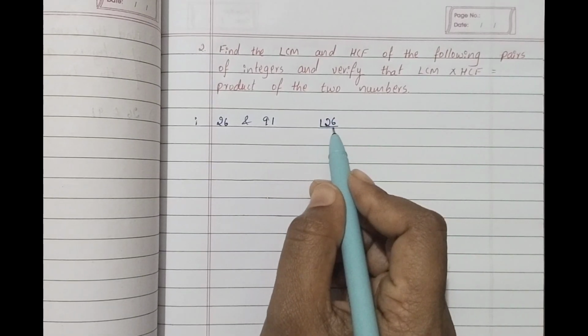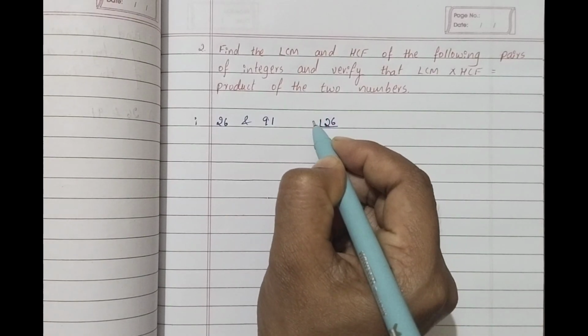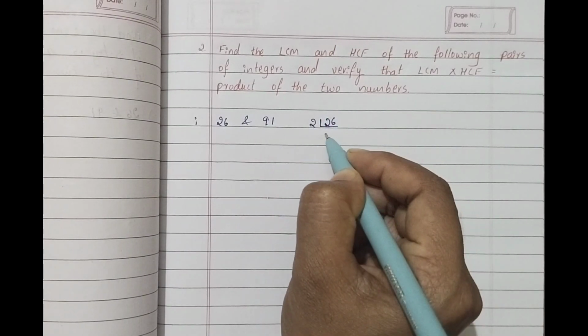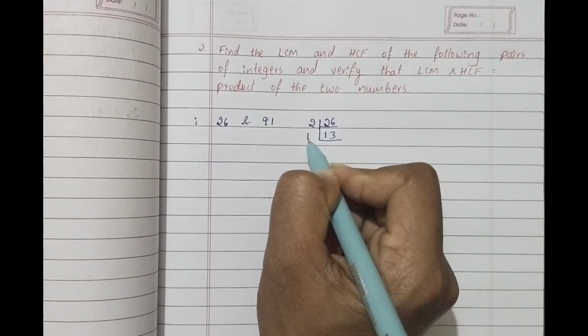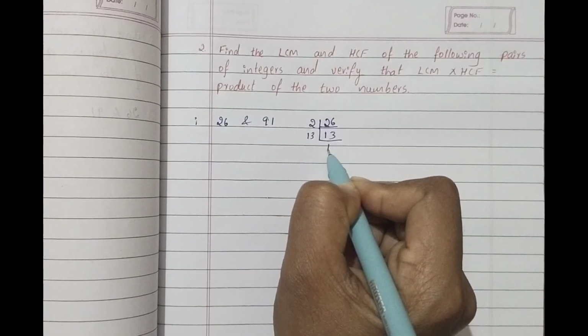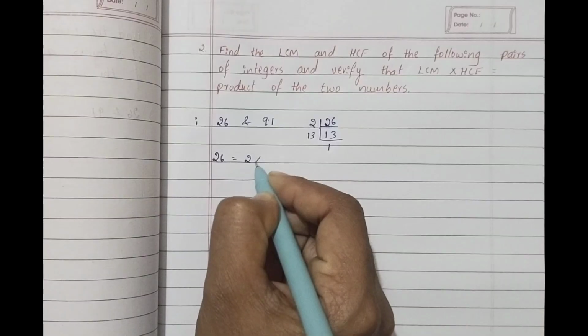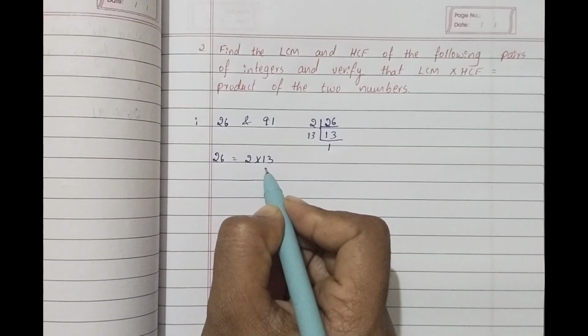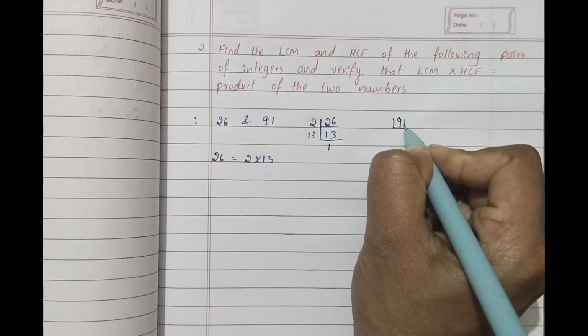26 is divided by the smallest prime number, that is 2. I'll find the prime factors of 26. 2 13s are 26. So 13 is a prime number, so I'll directly divide it by 13. 13 ones are 13. Now 26's prime factors are 2 and 13.